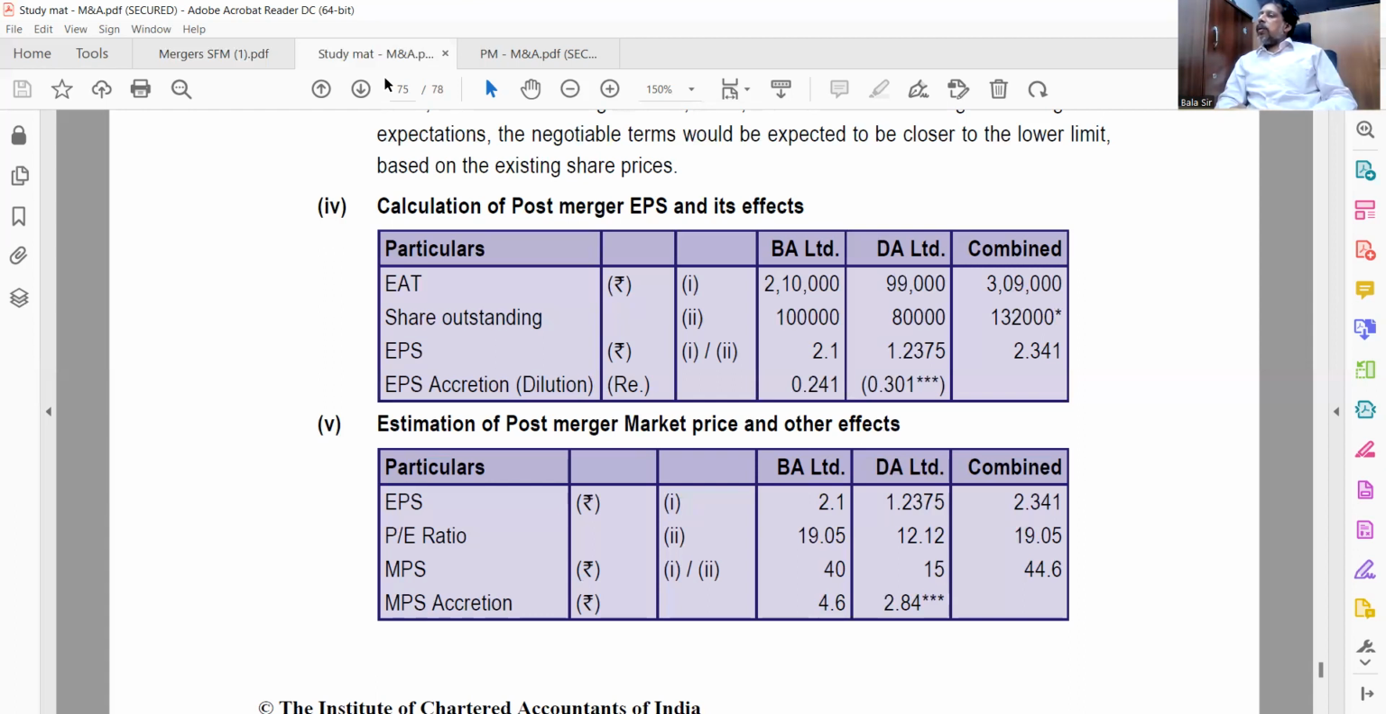What you should do? What is 2.341 into 0.4? And that number should be compared with 1.2375. Because a person holding 1 share gets only 0.4 shares in BA. So what are you going to do? 0.4 into 2.341 is 0.936. Now this should be compared with 1.2375. There is a dilution, a decrease in EPS, of 0.301. Exactly.